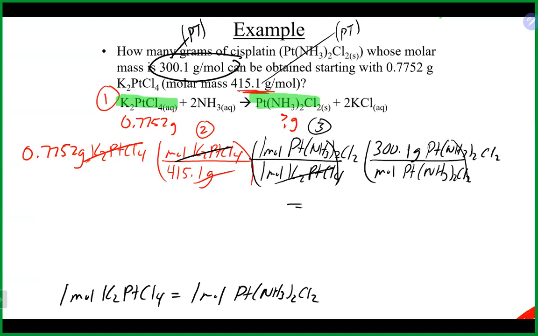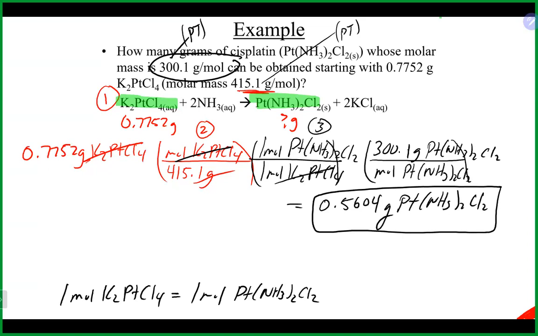And if we do all that, multiplying across the top there, 0.7752 times 300.1 divided by 415.1 gets us 0.5604 grams of Pt(NH3)2Cl2. This, once again, is a product and how much we should get out of this reaction. Also, once again, our theoretical yield in this case. Any questions on any of those steps?